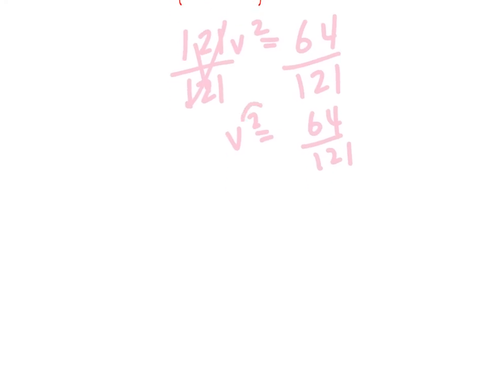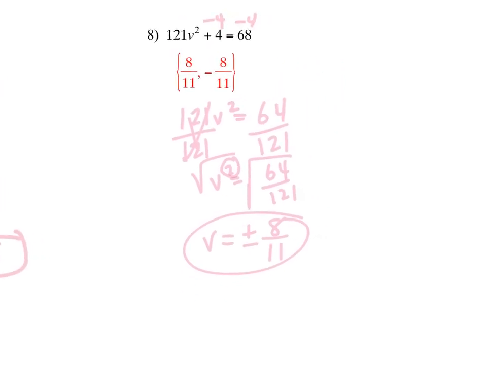We want to get rid of the 2, so we take the square root. V equals, well, the square root of 64 is 8. Square root of 121 is 11. Because we were squared and we square root, we do plus or minus. And again, as you can see with the answers, you can also list them out as a positive and a negative.